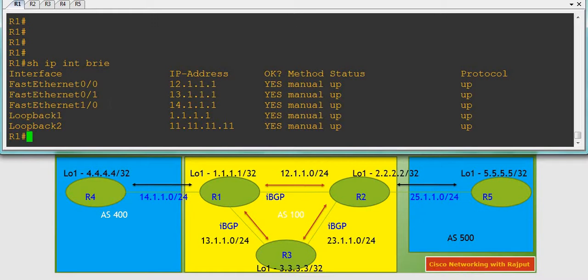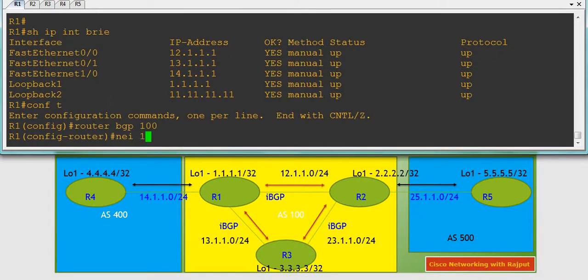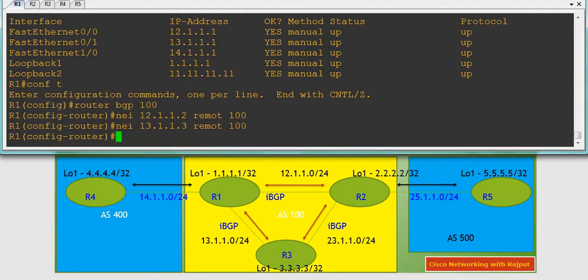Let us start with router 1. Conf t, router bgp 100, neighbor 12.1.1.2 remote-as 100, neighbor 13.1.1.3 remote-as 100, and let us advertise the network configured on loopback 2.